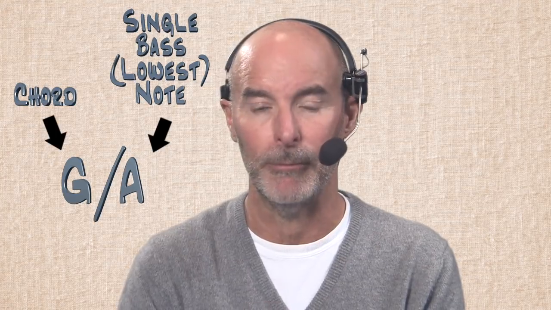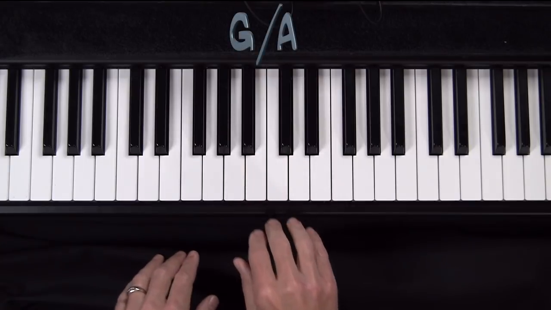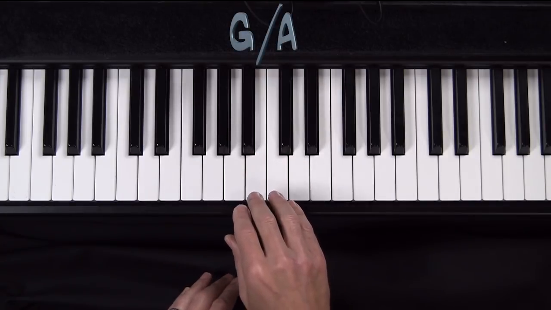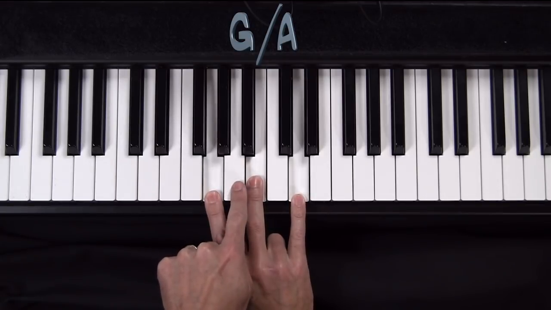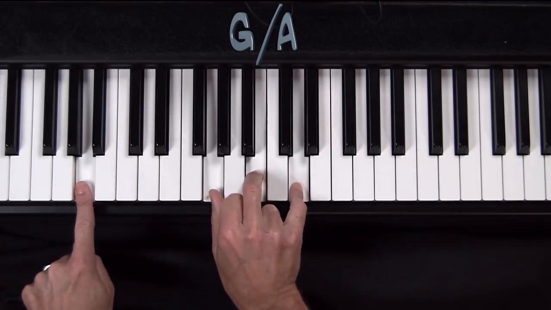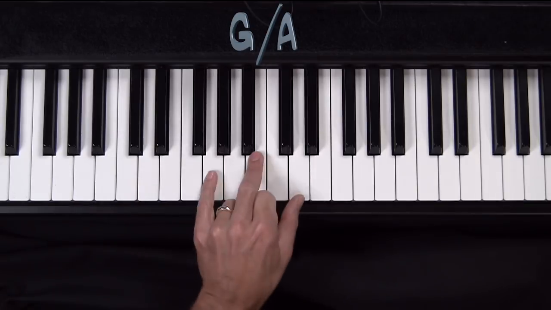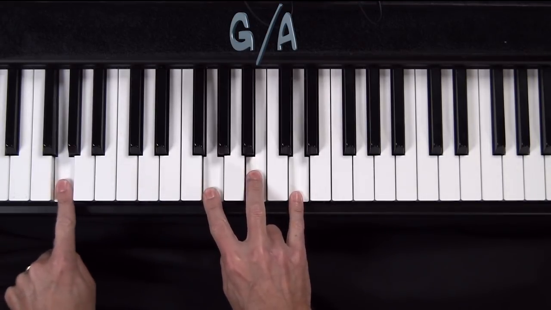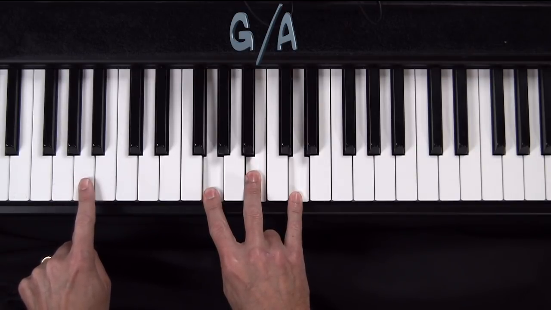So let me show you a couple. First, let's do, for example, a G slash A. What that means is you're going to play a G chord, but the A, which is not part of that chord, because it's to the right of the slash, is a note that you have to hear in the bass. So it's going to sound like that. Typically, if you just had a G or a G major chord, you would play that chord with a G in the bass. But since it says G slash A, you play an A in the bass instead.